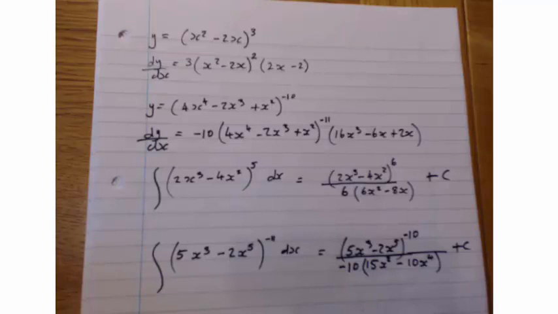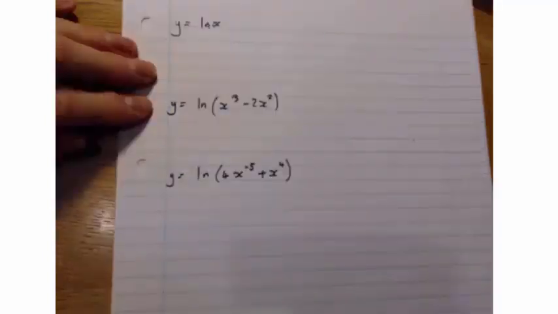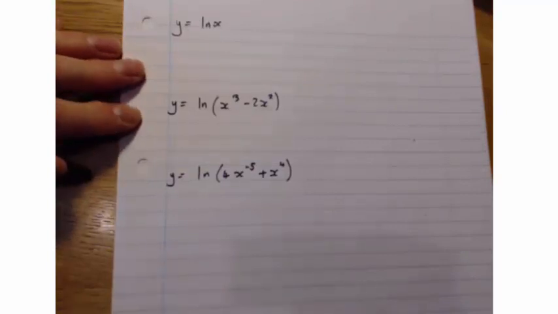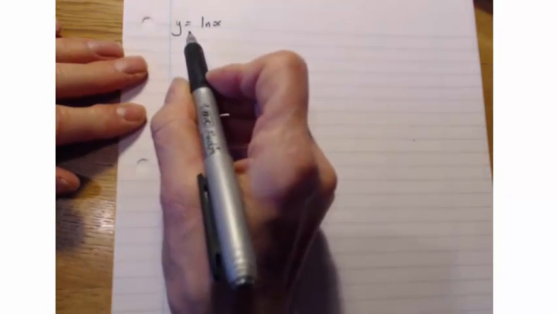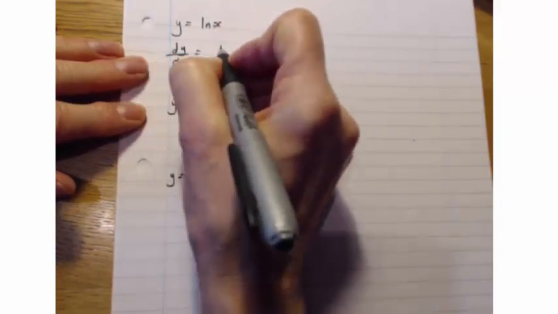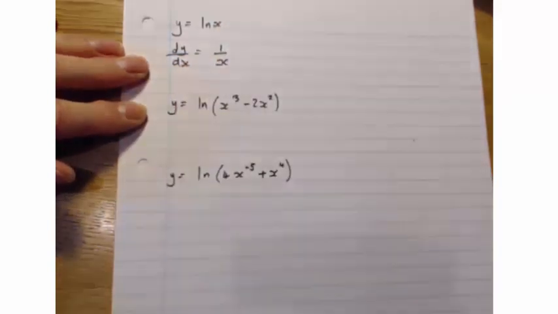Let's now look at some ln and some e's. Okay, so let's look at some ln functions. So just a reminder, how do we differentiate y equals ln x? Well, it's one of those we just know, so it's important to remember it. It's 1 over x.